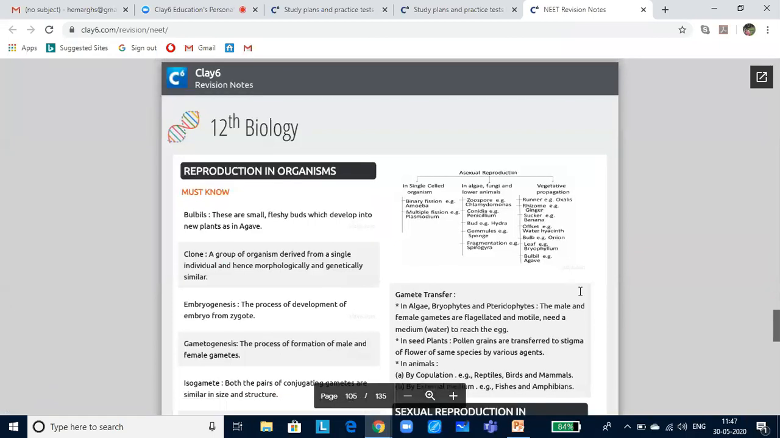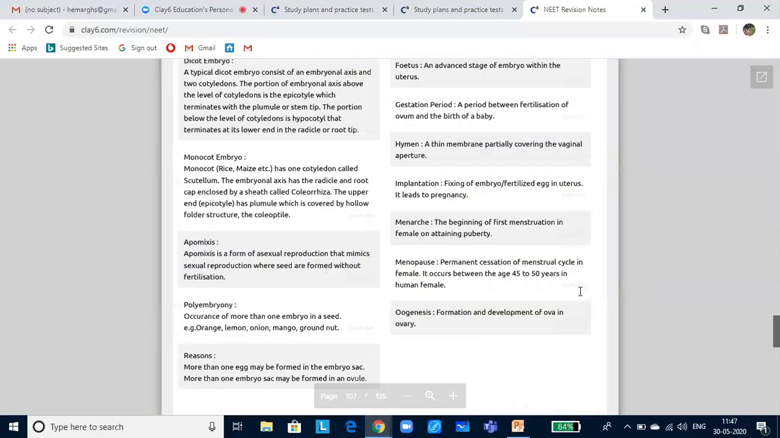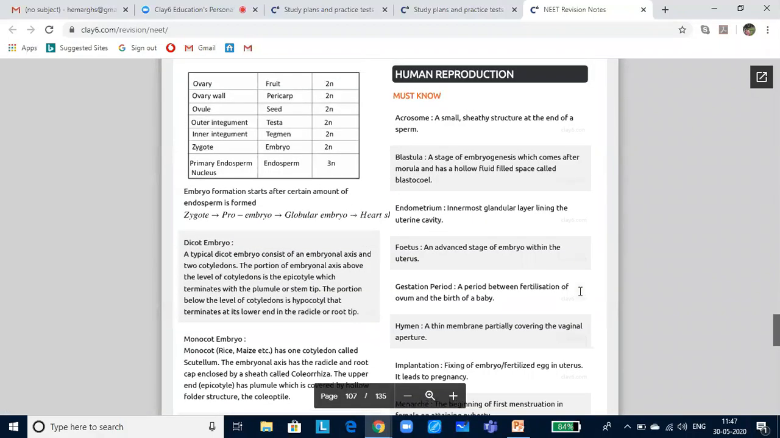So today we are looking at reproduction and human reproduction. Now, this PDF is only 135 pages. All your 11th and 12th physics, chemistry and biology have been summarized so that it is easier for you to read and revise before the exams, and all the key points you need to know are there as a handy tool for you in this PDF. Now let us begin with human reproduction.